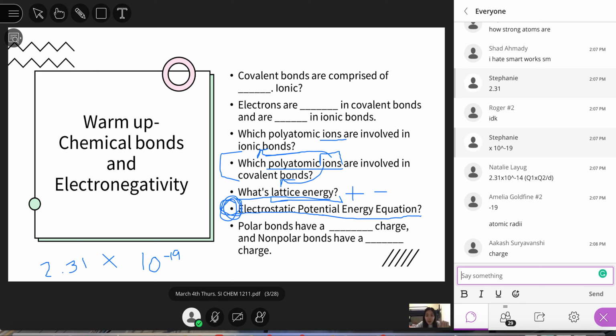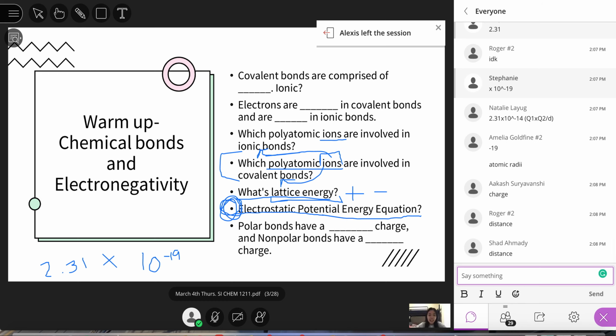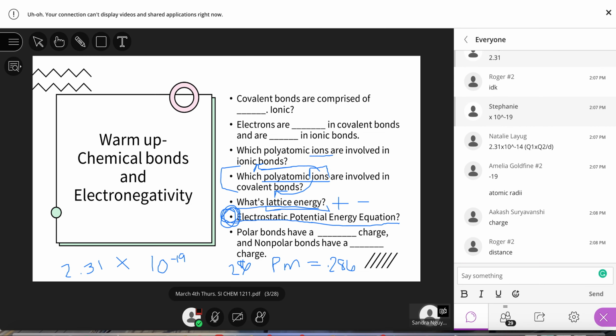And then, what does D stand for? Does anyone remember? Distance, right? They give it to you in picometers, so make sure that when you do this you convert it to nanometers. If it gives you PM, for example, 286 is going to be 0.286. Don't get it twisted.